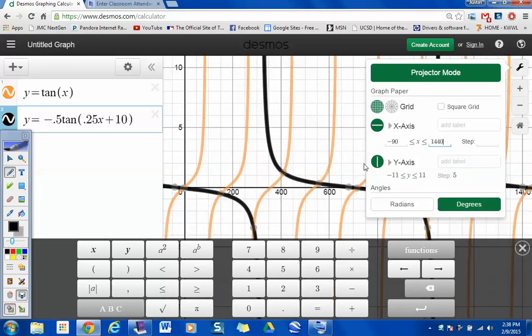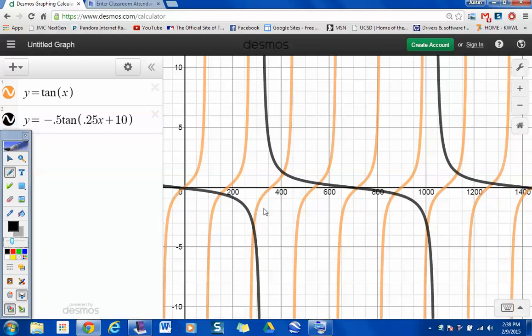All right. Let's just kind of look at what's going on here. First of all, what effect did the negative out front have here on this? It flips. Okay, so that negative is going to flip it. What did we say our new cycle time became, or our new period time? Every 720 degrees, right?